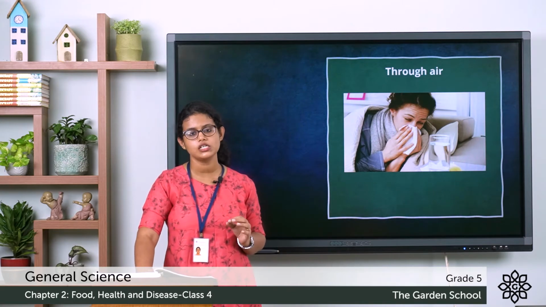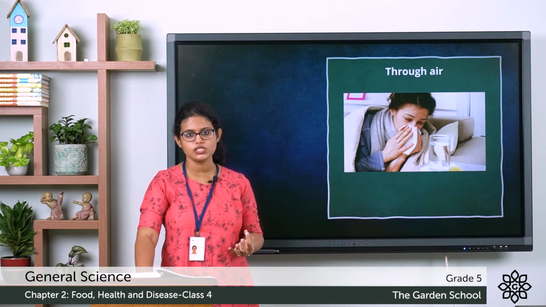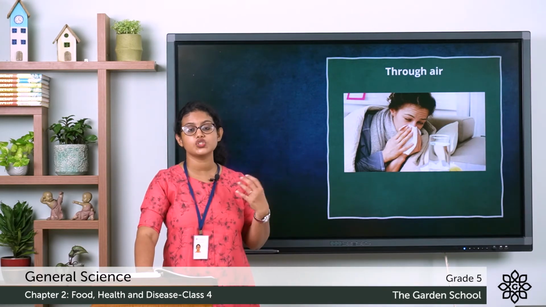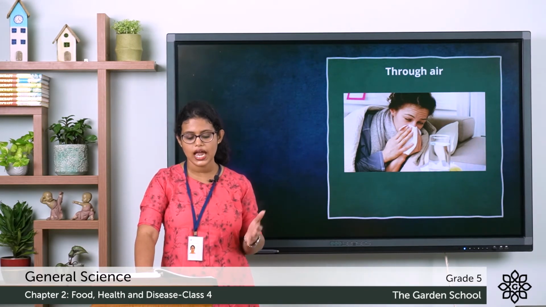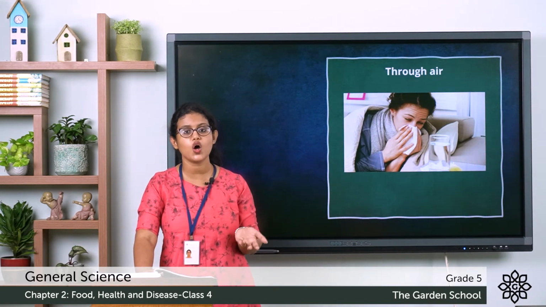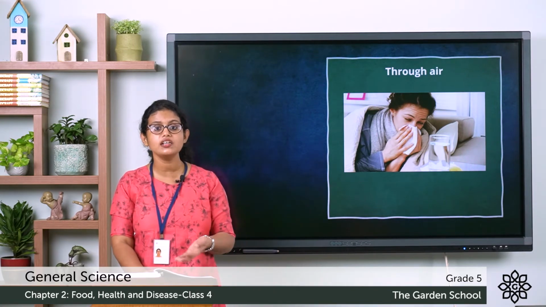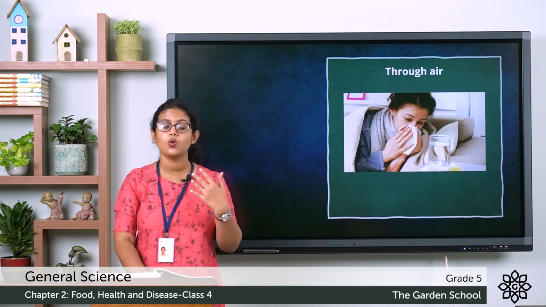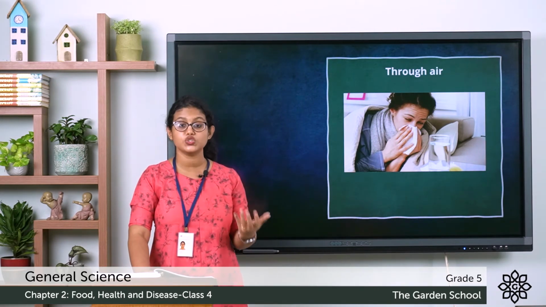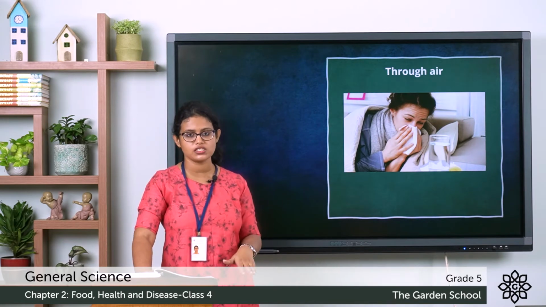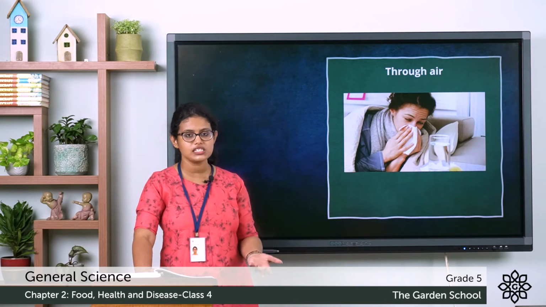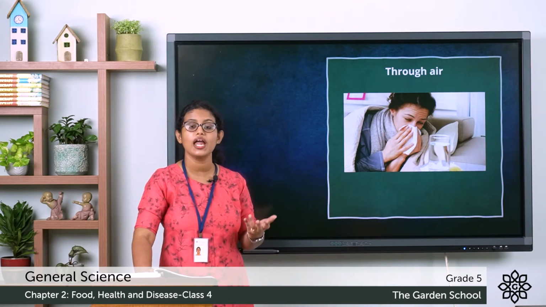When a person suffering from tuberculosis coughs or sneezes, what happens? The germs that are present in the throat and the lungs are thrown out in the air. So these germs float in the air and make the air contaminated. So when another person breathes this air, what happens? The germs enter into the person's body and the person falls sick. So diseases can be transmitted through air.